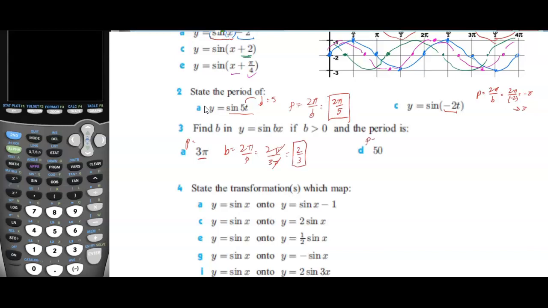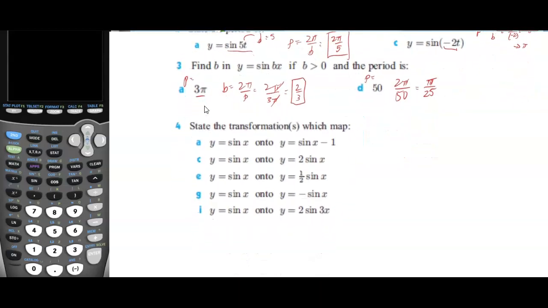What if the period is 50? Same thing. I put it into 2 pi over p. And I can reduce it if I want to. In this class, not really required. The only time you have to reduce in this class is when we find radian measures, right? Because we want to see it expressed in the form that we're normally seeing it.